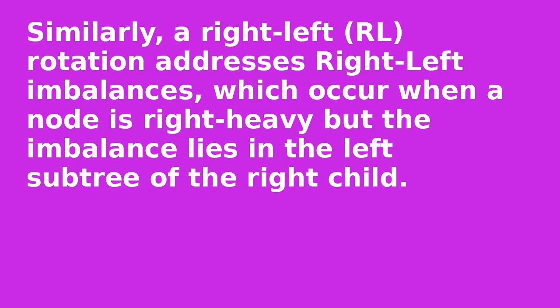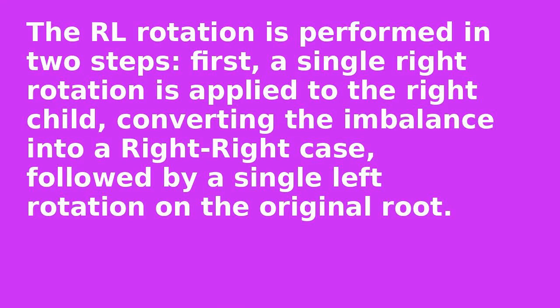Similarly, a right-left (RL) rotation addresses right-left imbalances, which occur when a node is right-heavy but the imbalance lies in the left subtree of the right child. The RL rotation is performed in two steps. First, a single right rotation is applied to the right child, converting the imbalance into a right-right case, followed by a single left rotation on the original root.